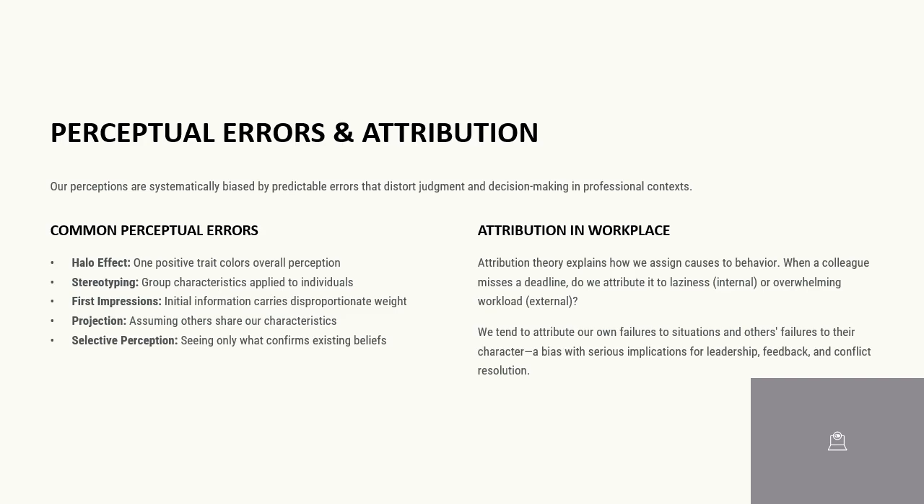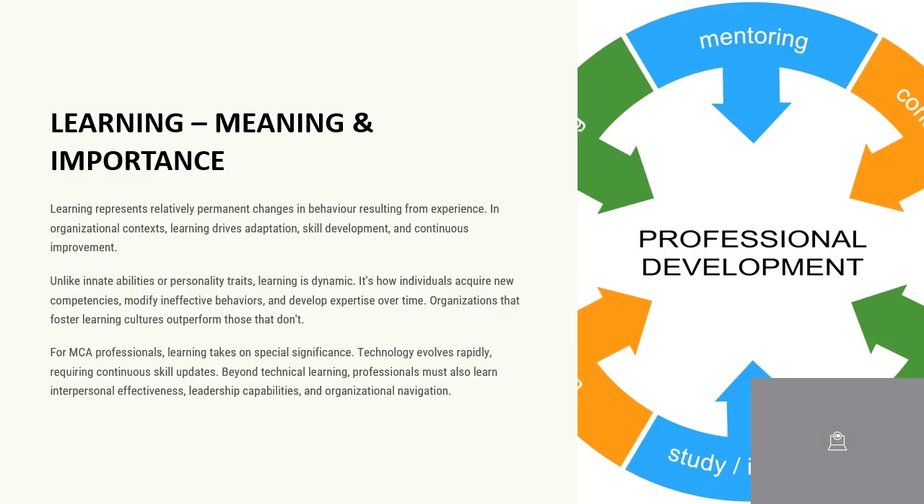Let's reflect with a question. Have you ever judged someone quickly and later realized you were wrong? Yes, that's perception, and it may fall into one of the common perceptual errors listed here.